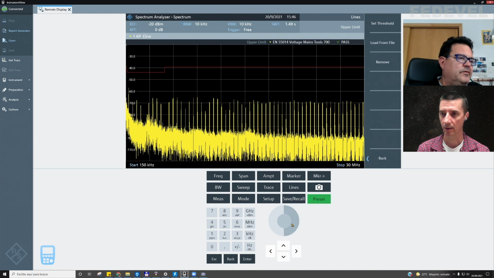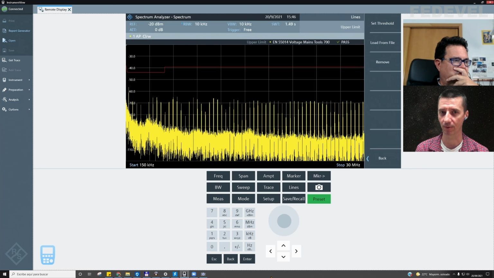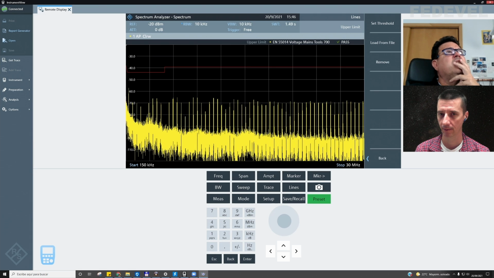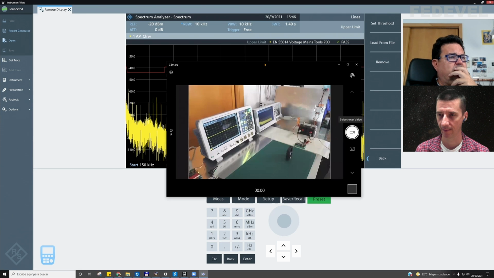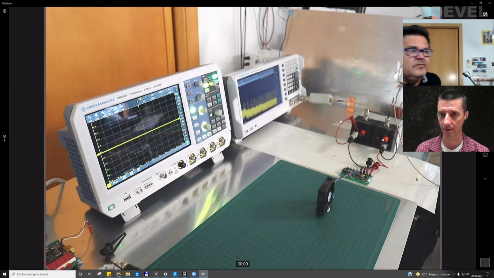So shall we show now the setup, what we are using, what we are measuring? Yes. Let me switch to the camera. Here is the setup. You can see well? Yes, I can see it.